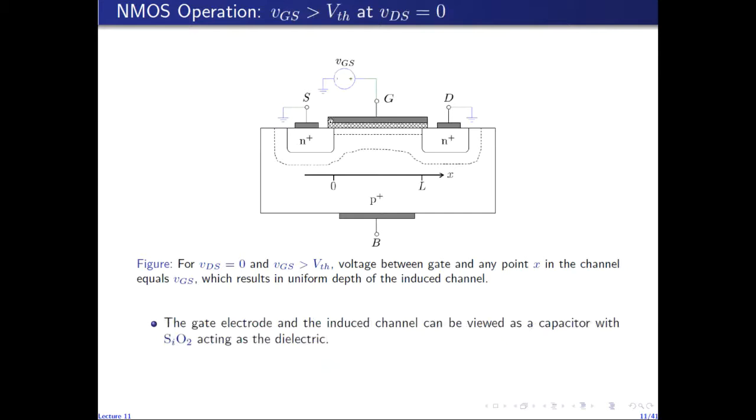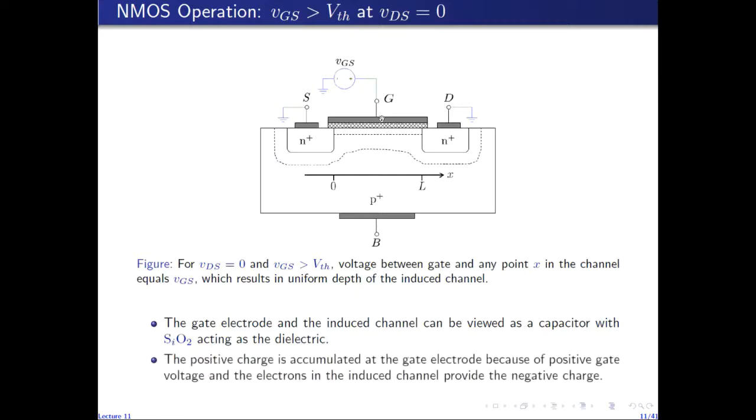So this positive gate electrode and this negative induced channel, or the negative inversion layer, can be viewed as a parallel plate capacitor, in which the gate electrode acts as the positive plate, this induced channel acts as the negative plate, and this layer of silicon dioxide acts as the dielectric between the two plates. The positive charge is accumulated at the gate electrode because of the positive gate voltage, and the free electrons in the induced channel provide the negative charge.